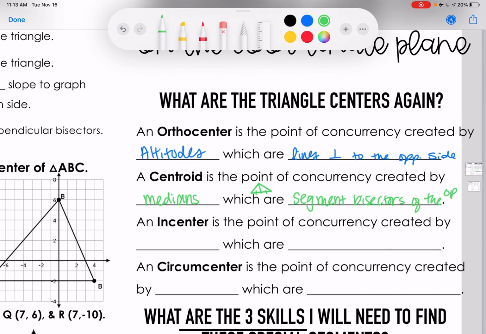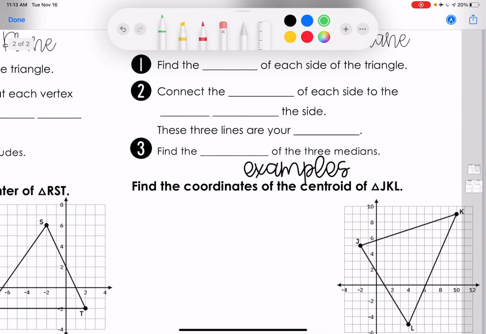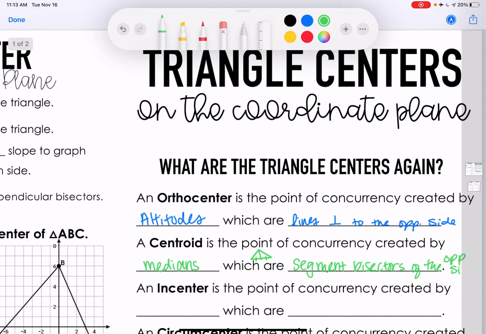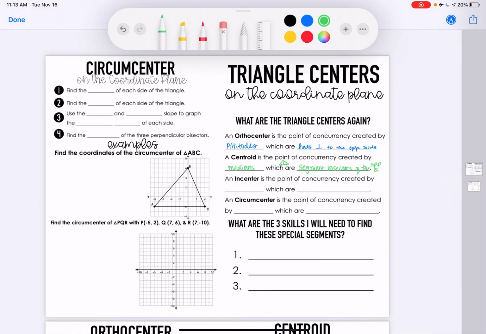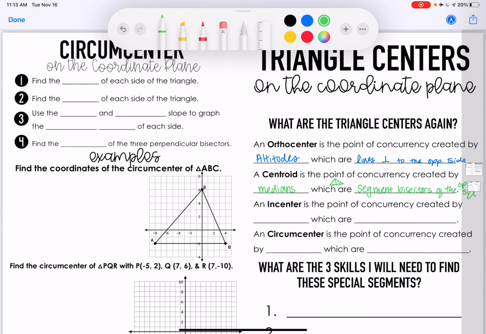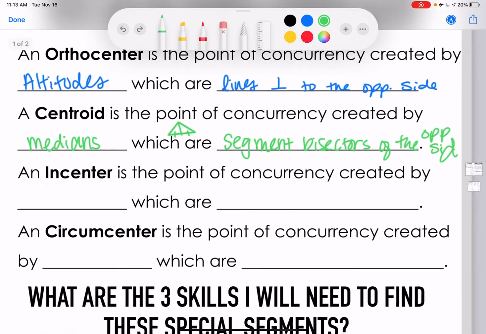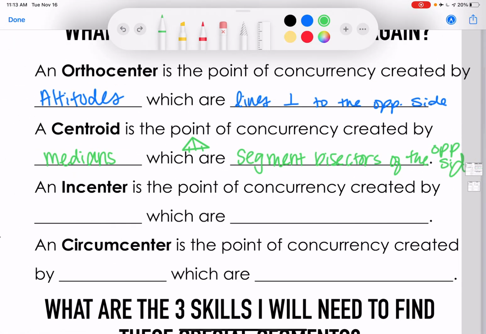And I am going to run out of room. Okay, I hope that you understand that means opposite side.